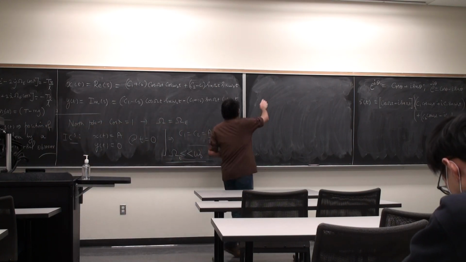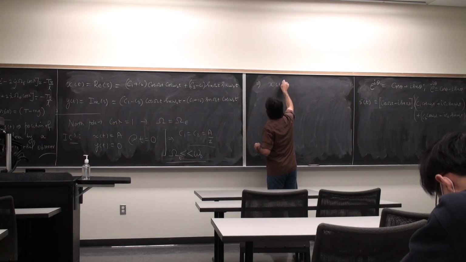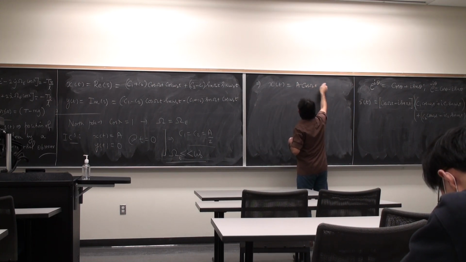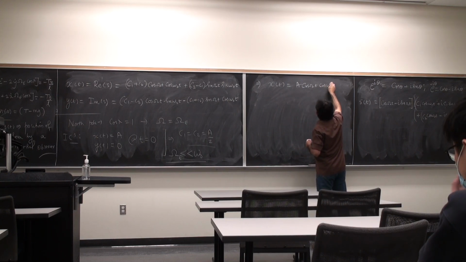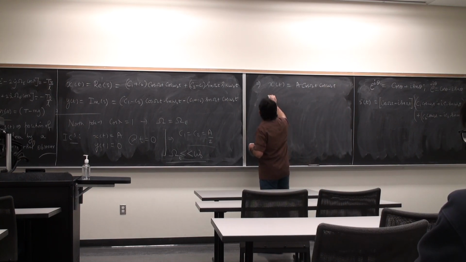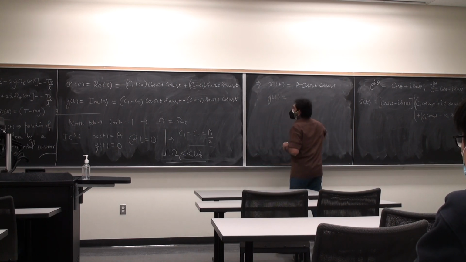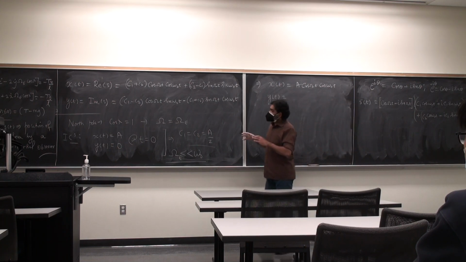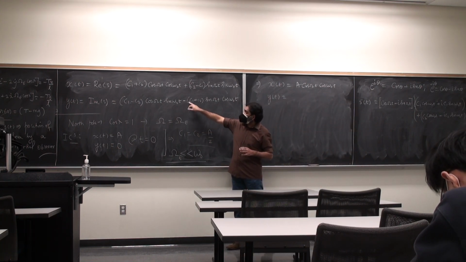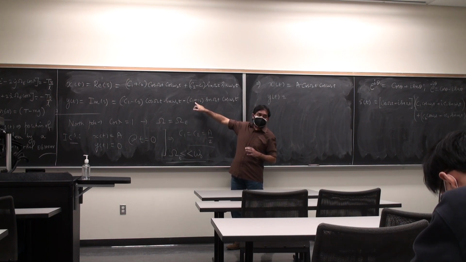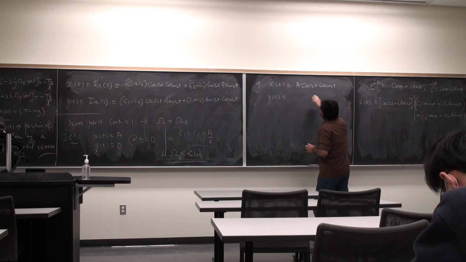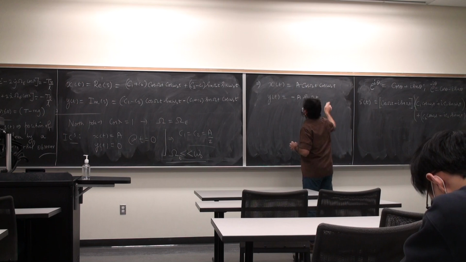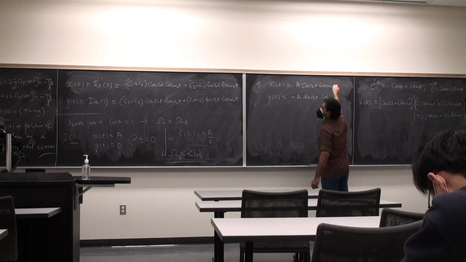So x of t will end up being a times cosine omega t, cosine omega naught t. Y of t will end up being, watch this, these conditions are chosen carefully so that I end up with minus a, because C1 plus C2 is equal to a, so this is minus a times sine omega t, cosine omega naught t.